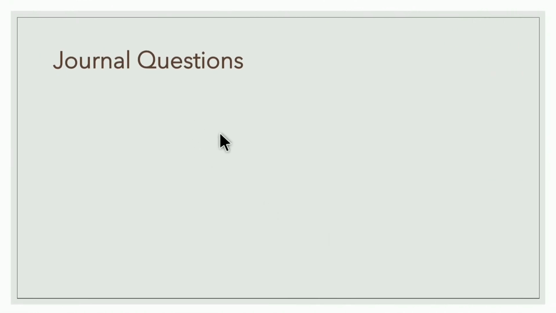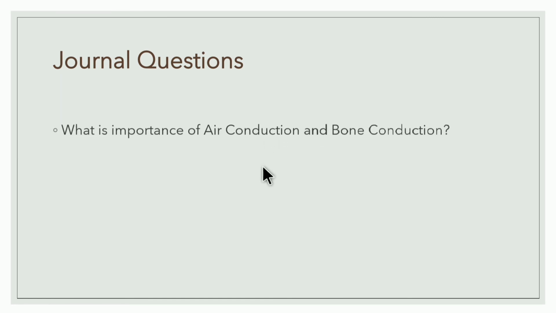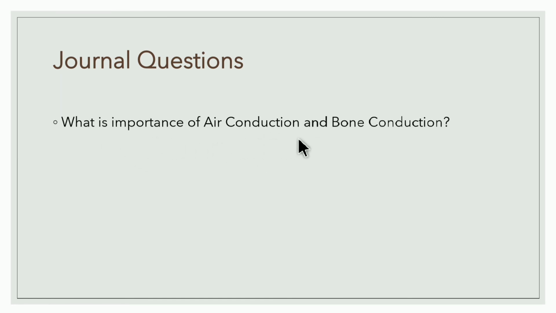Okay, lastly, the general questions. What are the questions that are asked in general? First is, what is the importance of air conduction and bone conduction? As you already know, air conduction is the normal thing and bone conduction is the abnormal thing. So based on this, we can find out whether the person is having normal hearing or not. Also, we can find out which type of deafness the person is having. So we can know whether the person is having conductive deafness or sensory neural deafness by knowing the air conduction and bone conduction status of the patient.